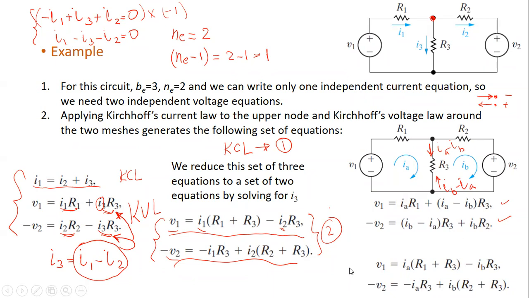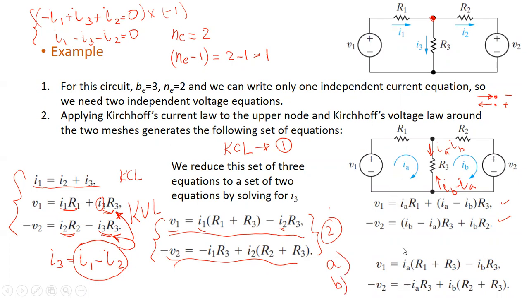Any questions on this example, please? So please listen to me carefully. This is how to verify whether you have written the equations correctly. So this equation is for loop A, and the other equation is for loop B, okay?